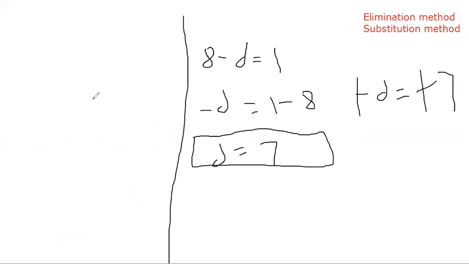So the last example is 5x minus 3y is equal to 23.